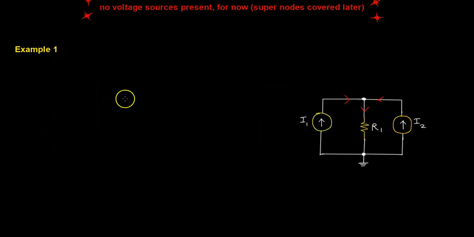And in summary, what we would say is that the node voltage V1 there is going to be the sum of the two currents multiplied by the resistance. Very simple example. That is going to give us our node voltage.